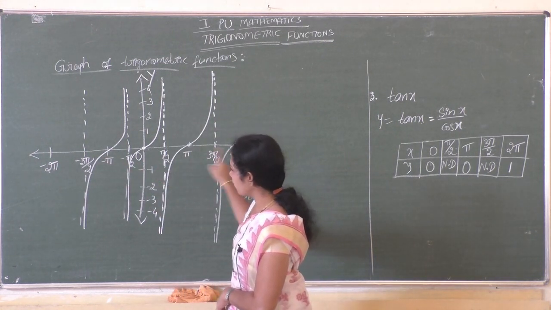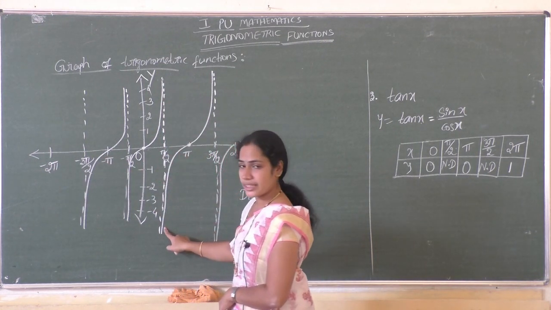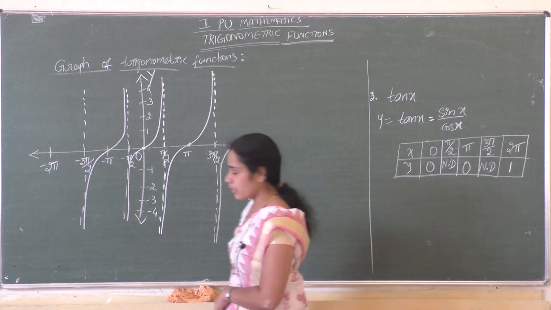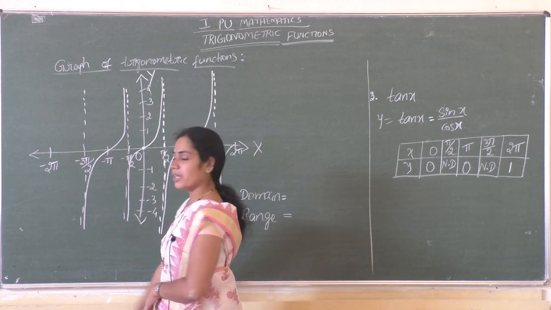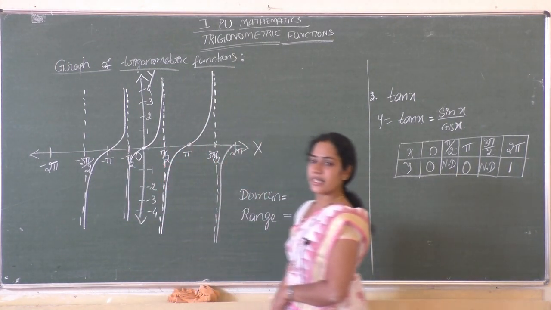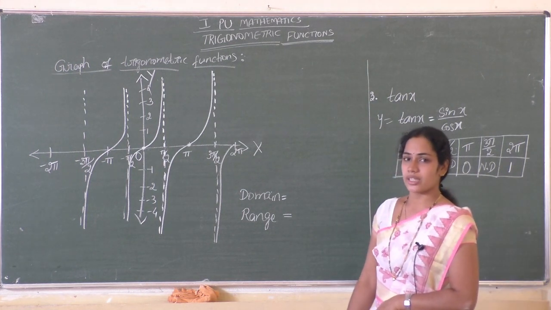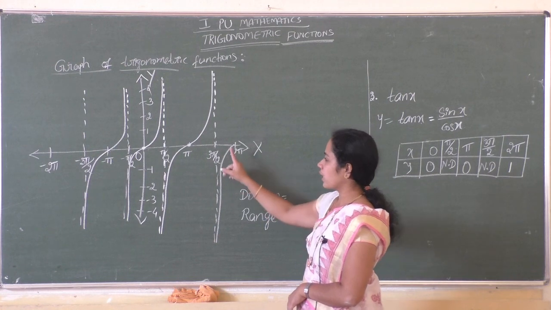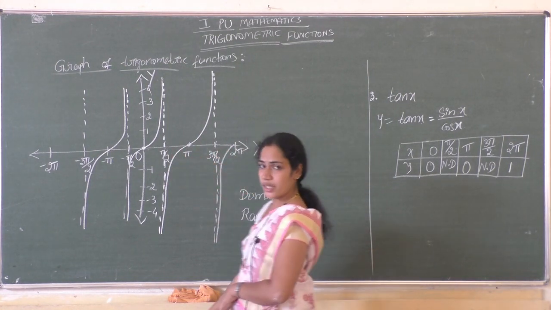Okay, but here for pi by 2 the function is not defined. For 3 pi by 2 the function is not defined. Minus pi by 2 the function is not defined. Similarly, minus 3 pi by 2 the function is not defined. So, we cannot take that as domain.